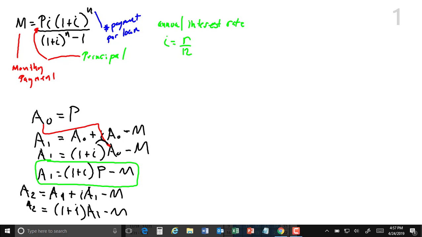these cases, if you distribute it back in, you would get what you had before, right? If you took this and distributed it back in, you'd get back to where you were. So now I see that I could take A1 here and put it into here. Okay? So now I'm going to rewrite A2, and A2 is going to be equal to 1 plus I, right? But now I'm going to put what A1 is. I'll do that in green and I'll put it in a bracket. So A1 is equal to right here, 1 plus I times P minus M.